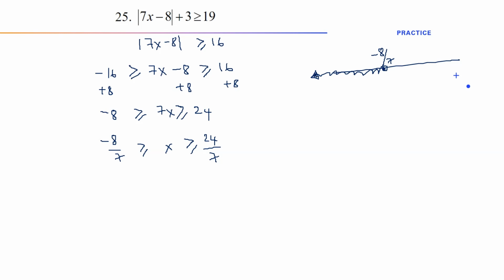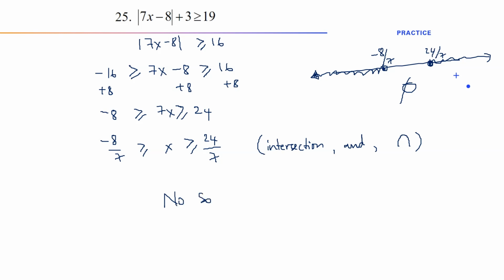And also x has to be greater than 24 over 7, the positive number. So it goes that way. So it doesn't match. So this one is the intersection, it means like that. But they don't have anything in common. It's empty. So this one is no solution.